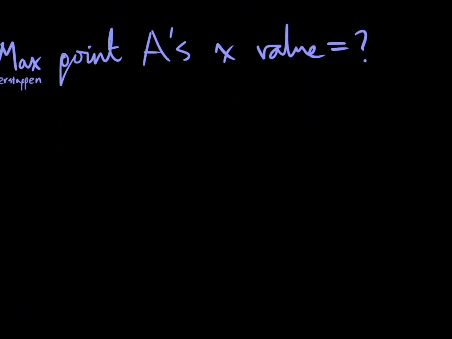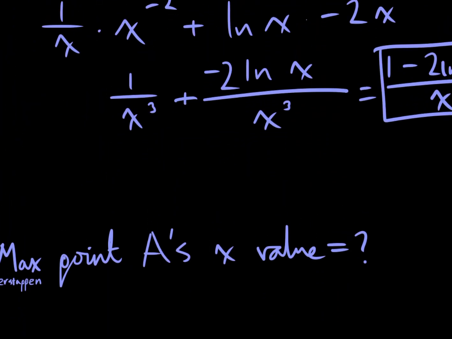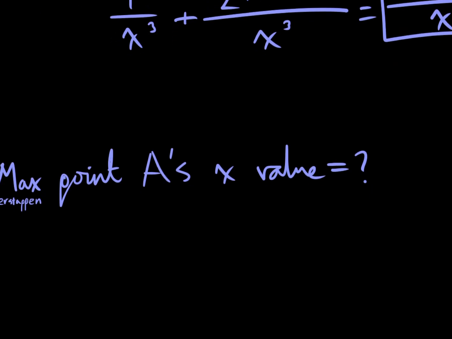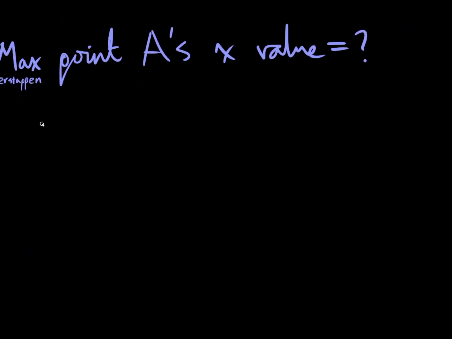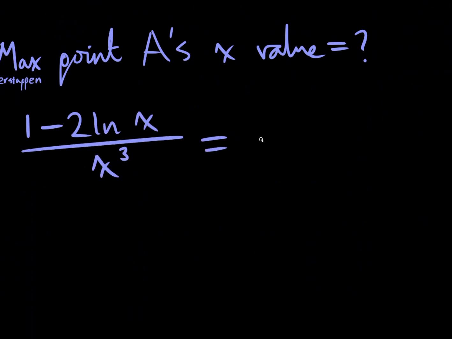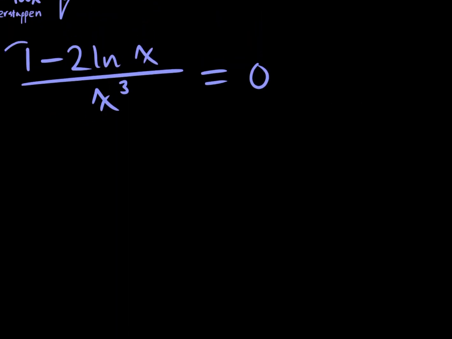So the second part of the question asks for the x value of the maximum point of g prime of x. The question just wants to know the x value. So we can find this out pretty easily by setting the entire function above equal to 0. So 1 minus 2 ln x divided by x cubed is equal to 0. As long as the numerator is 0, anything divided by anything will be equal to 0, so we don't need this x cubed part.